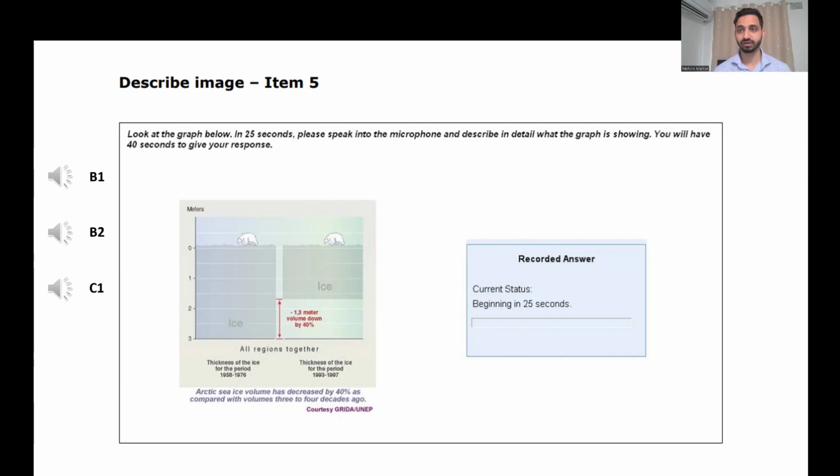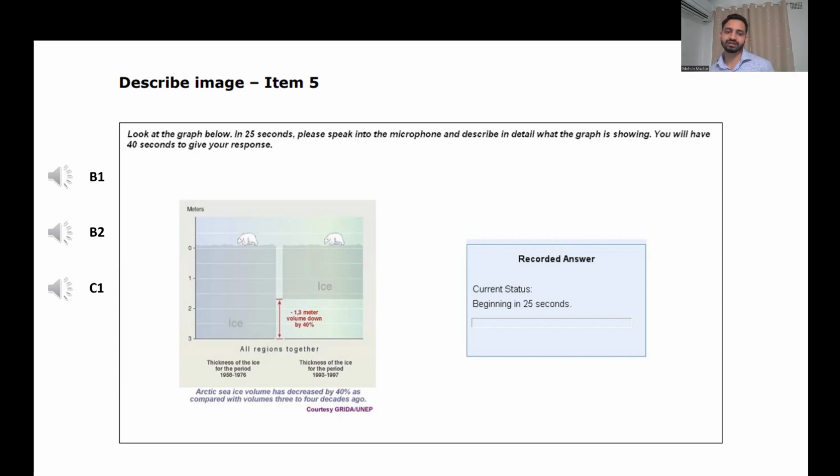That is it. Okay, wow. I was expecting that because it's quite complicated. But she's reading out that sentence that has been presented at the bottom. And I think that's fine to read it out, but you can paraphrase it, right? I understand that the graph, or the image, is about Arctic sea ice volume, and it has decreased by 40% when we compare it to 3 or 4 decades ago.